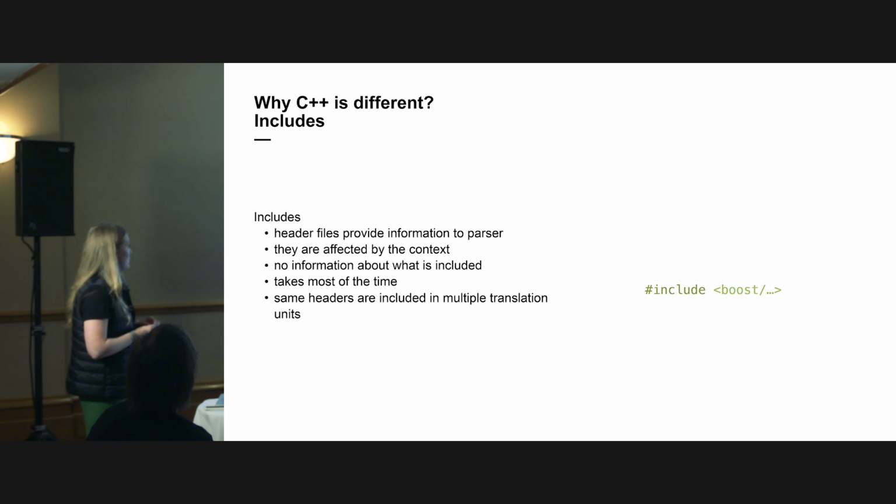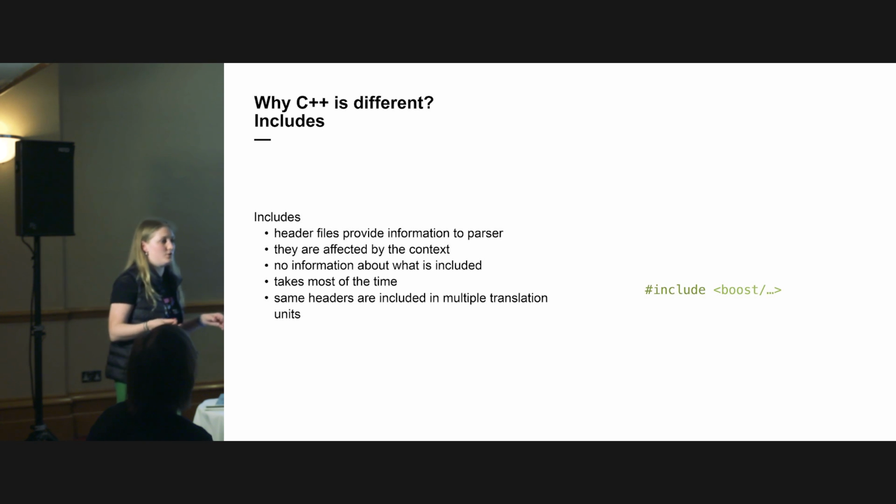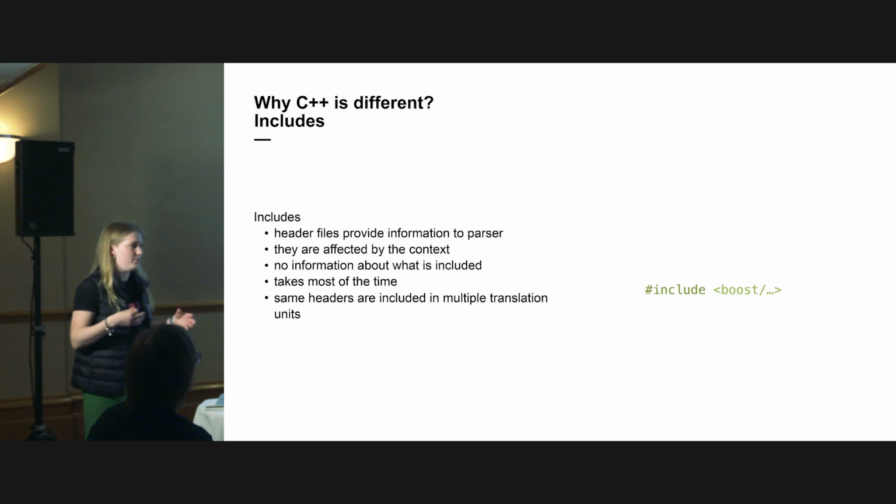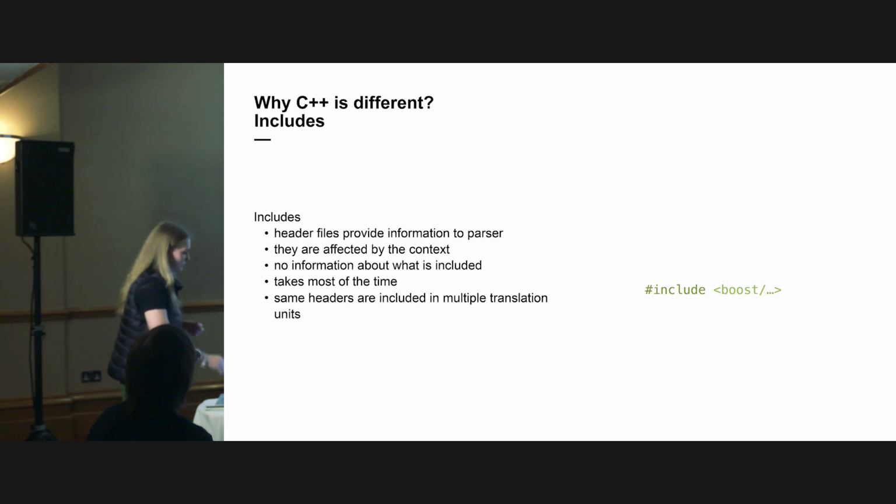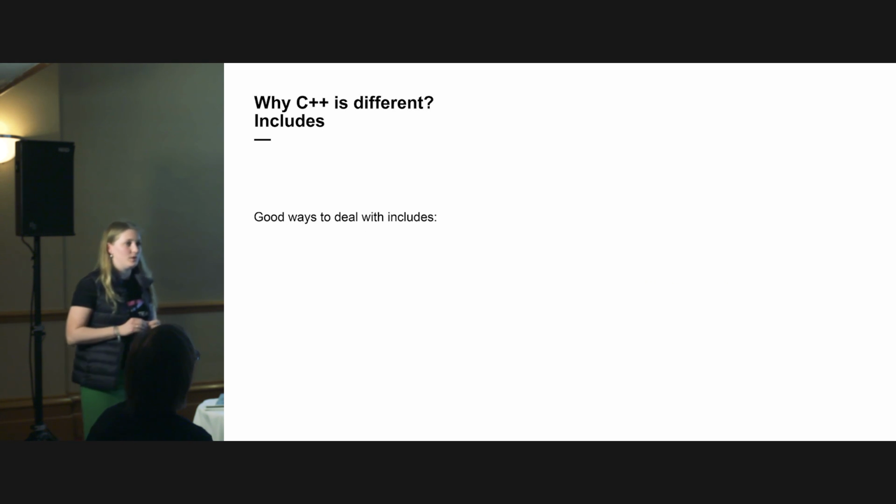Also, the same headers could be used in multiple translation units, and sometimes we run into a situation where we're parsing them many times in a row and trying to apply all the context, all the variables, to see all the combinations. So what are the good ways to deal with the includes?